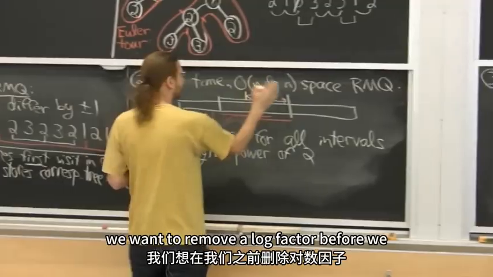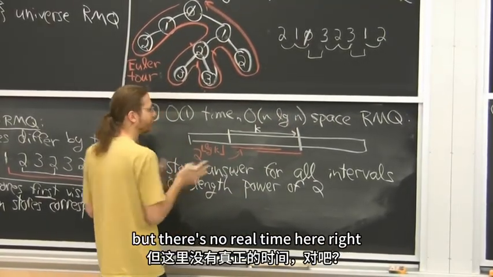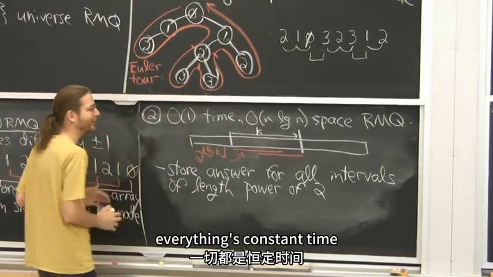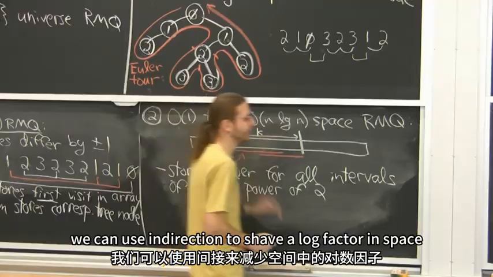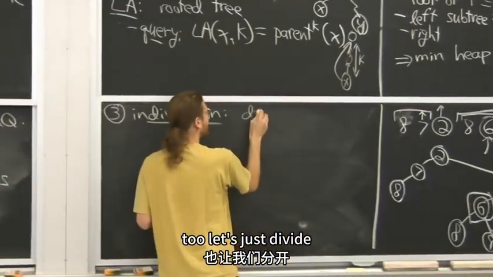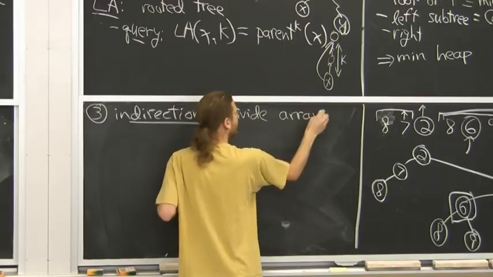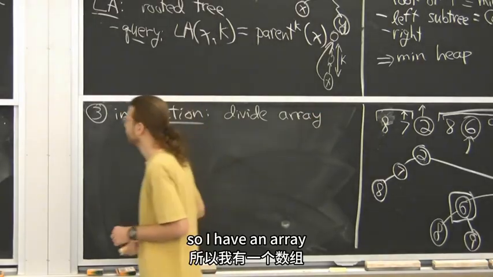The idea is, well, we want to remove a log factor before we've removed log factors from time, but there's no real time here, right? Everything's constant time. But we can use indirection to shave a log factor in space, too. Let's just divide. So this is, again, for RMQ. So I have an array.